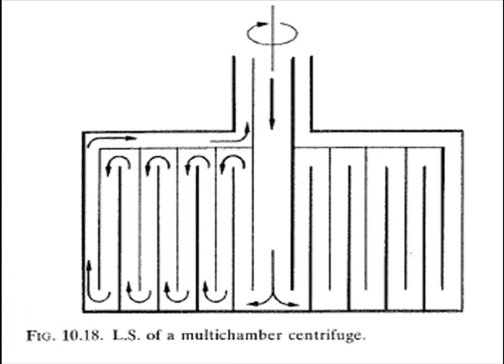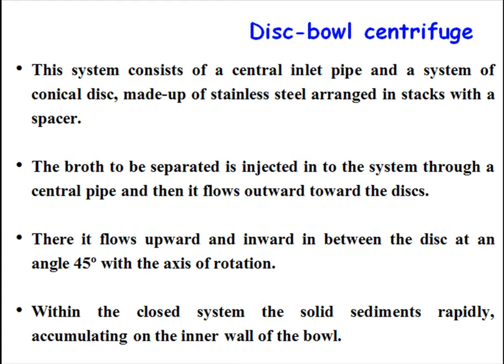Next is multi-chamber centrifuge. Then disc bowl centrifuge. This system consists of a central inlet pipe and a system of conical disc made up of stainless steel arranged in stacks with a spacer. The broth to be separated is injected into the system through a central pipe and then it flows outward toward the discs. There is flow upward and inward in between the disc at an angle 45 degree with the axis of rotation.